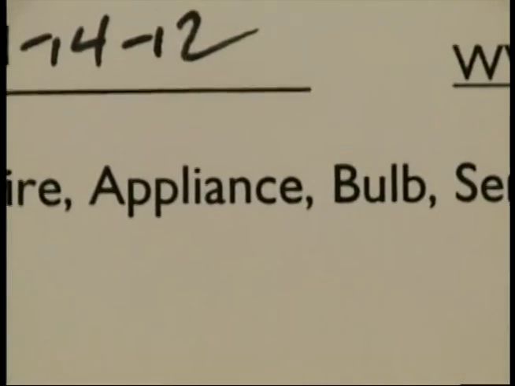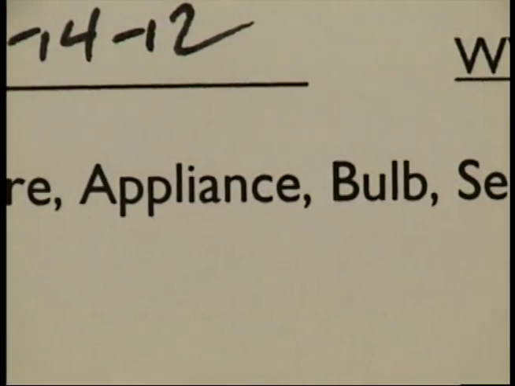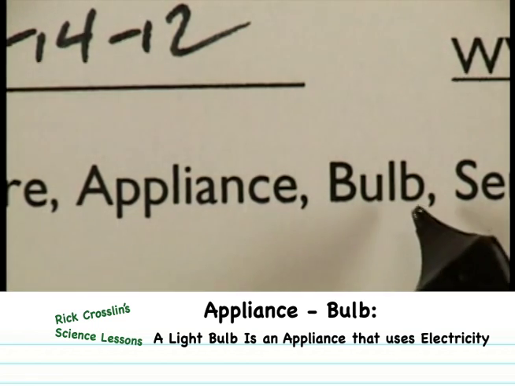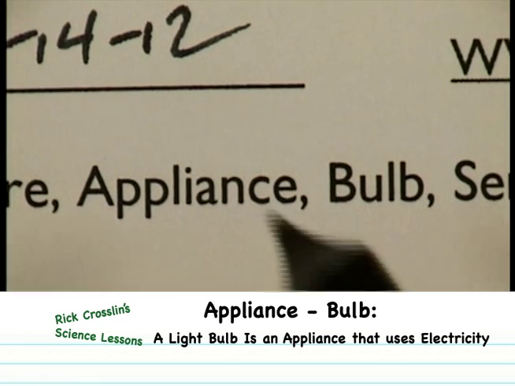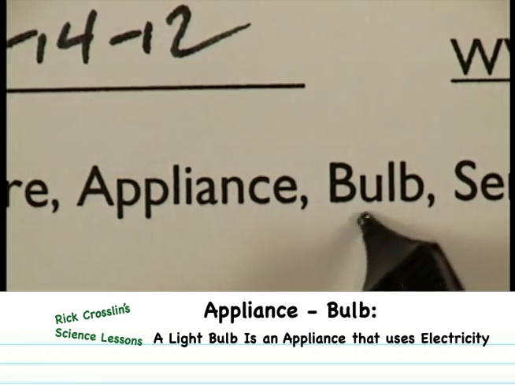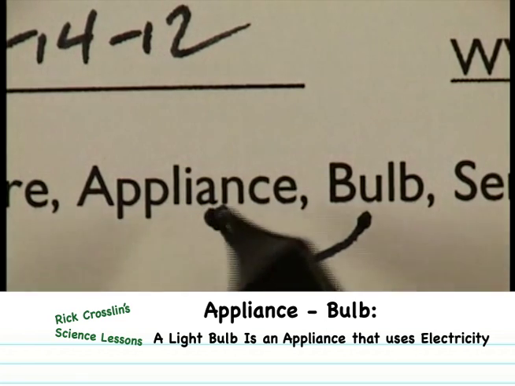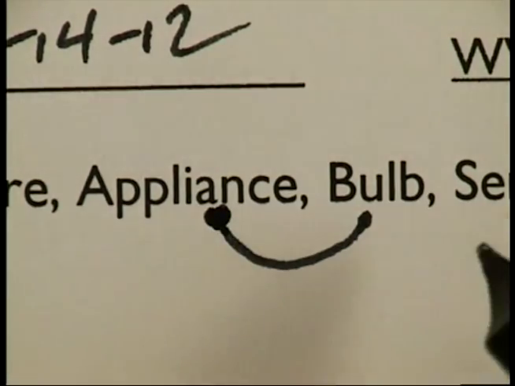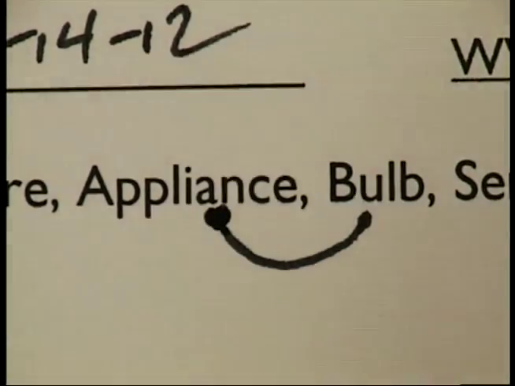Next two words. This may be a new word: appliance. Bulb. A light bulb is an appliance that uses electricity. So we're going to be having an appliance. Well, actually, we're going to be having several light bulbs.